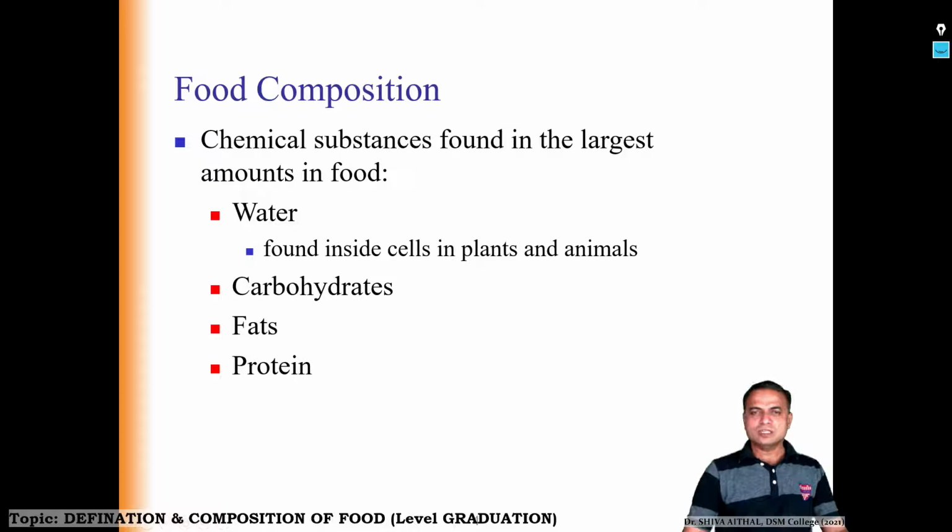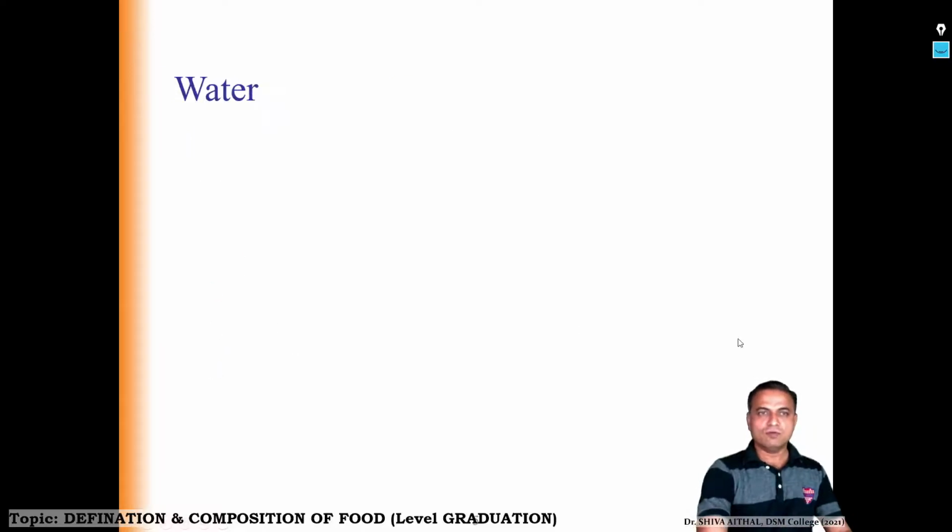Chemical substances are found in the largest amounts in food, in various forms, and the thing which forms the base of all these chemicals is water. Water activity is needed. So basically H2O forms a very important chemical in all types of food. Water is found inside the cell, in plants, in animals, etc. Water, carbohydrates, fats and proteins are the main, basic chemical components of food. Therefore, they form the basic composition of food.